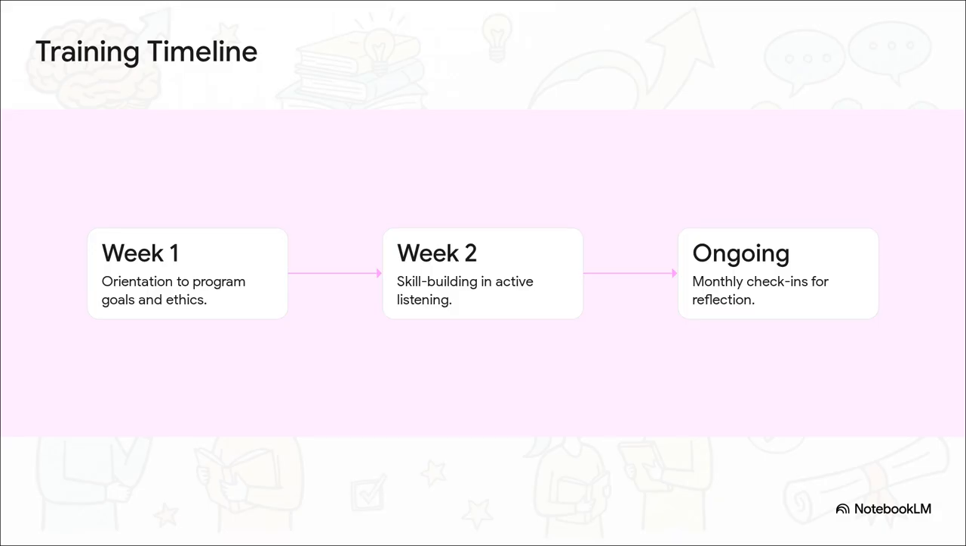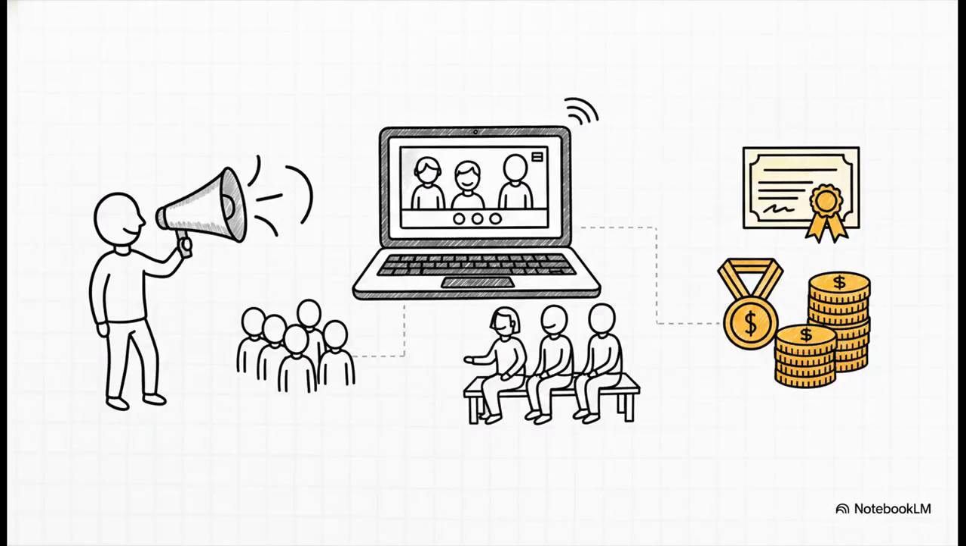Step 1, Week 1 is all about orientation, getting aligned on program goals, ethics, and boundary setting. Step 2, Week 2 dives into heavy skill building. Think active listening, group dynamics, and facilitation. Step 3, crucially, there absolutely must be ongoing monthly check-ins with supervisors for reflection. Some programs, like over at the University of North Carolina at Greensboro, even require a dedicated pedagogy course for their leaders. You can't just throw upperclassmen in a room and hope for the best, right? Structured training is mandatory.